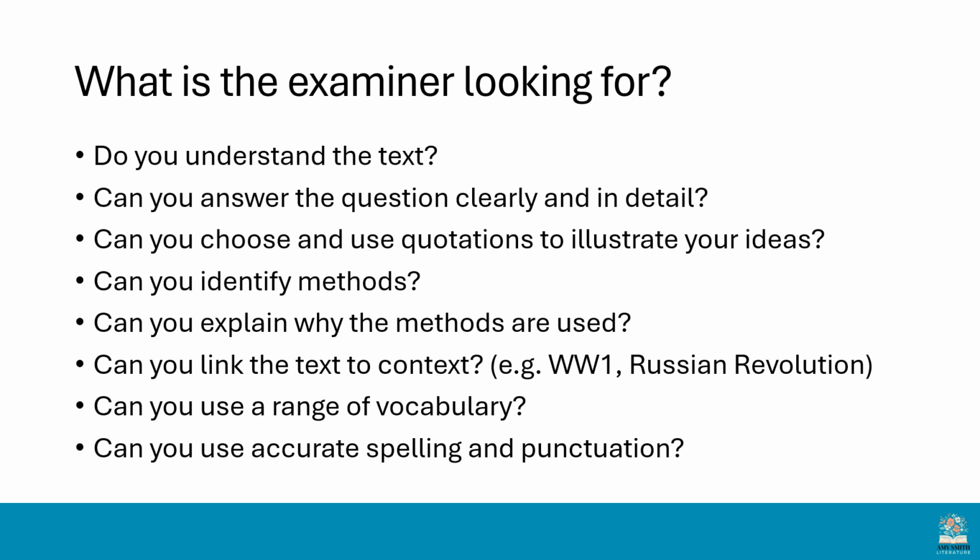The next idea is, can you choose and use quotations to illustrate your ideas? Hopefully you know your quotations from the play. Can you identify methods? So by methods, we mean any deliberate choice that the writer has made. That could be a language device, for example, personification or dramatic irony, or it could be a structural device, for example, circular structure. Can you then explain why those particular methods are used?